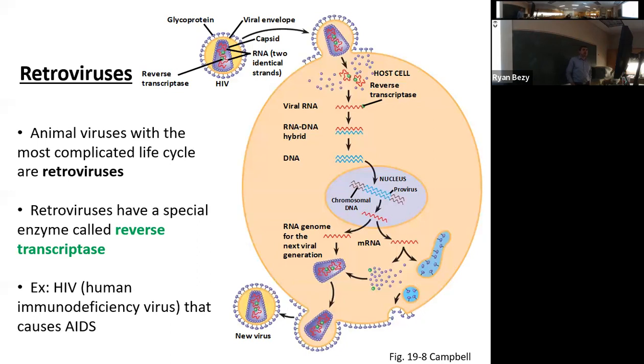Okay. Animal viruses that have the most complicated life cycle are these retroviruses. And retroviruses have a special enzyme called reverse transcriptase. I'm going to get to that function in a second, but all retroviruses use an enzyme called reverse transcriptase. And one example, which I'm going to use for going through retrovirus replication, is HIV, human immunodeficiency virus, and this causes AIDS, which is the disease, acquired immunodeficiency syndrome.